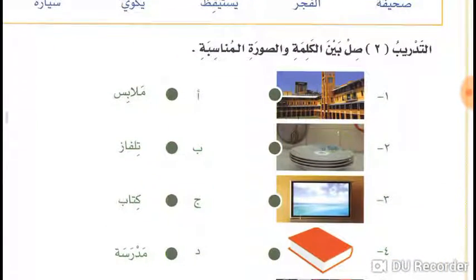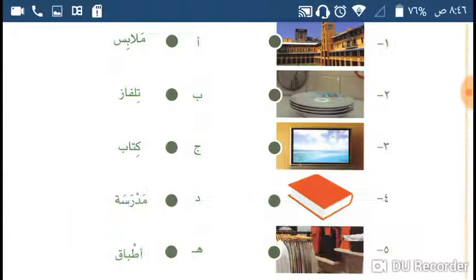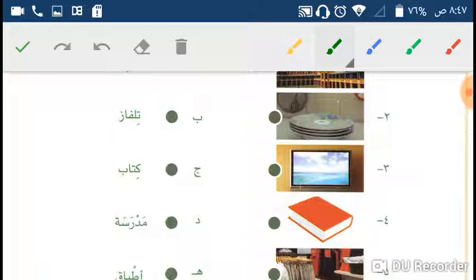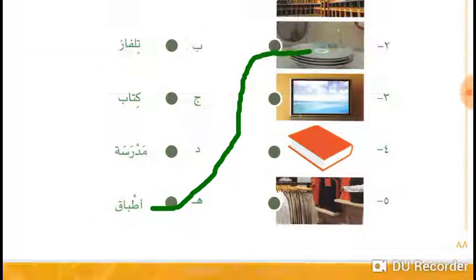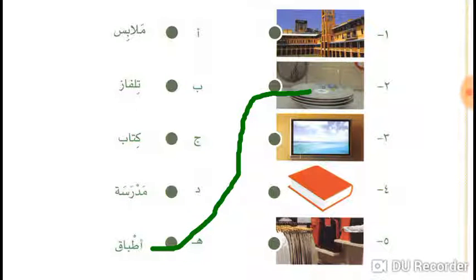Then we have the second exercise: join the words with the appropriate pictures. So start joining. This will go to the fifth picture. This will go to the third picture. This will go to the first picture.